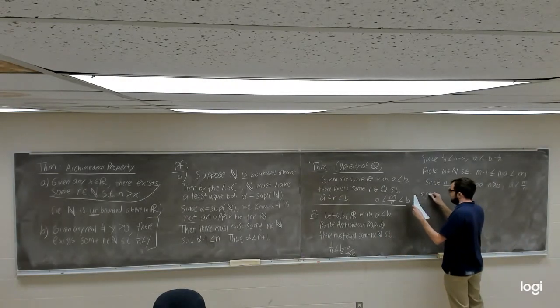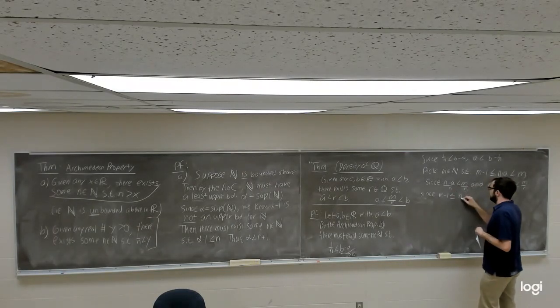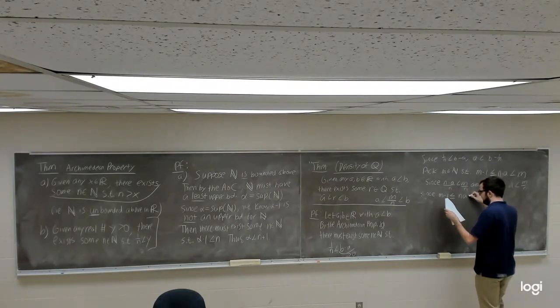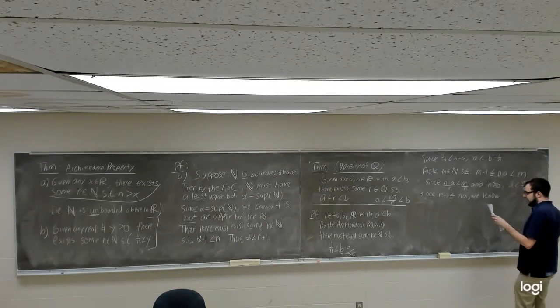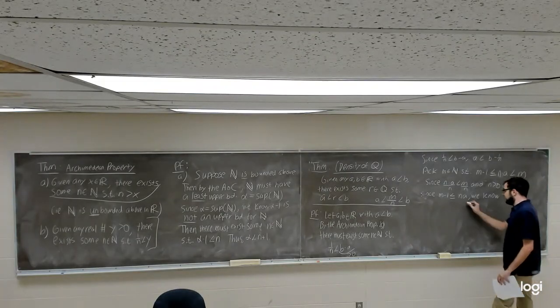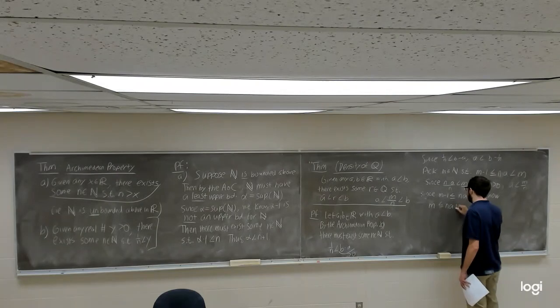So what I'm going to say is that since m minus 1 is less than or equal to n times a, we know by adding 1 to both sides of this inequality that m has to be less than or equal to n times a plus 1.